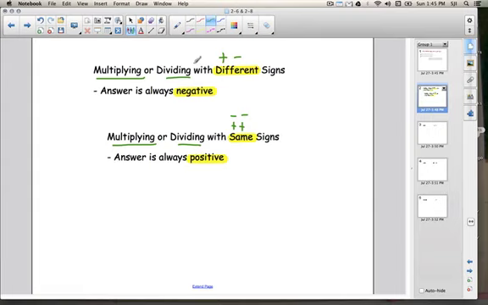So again, when you multiply or divide numbers that have different signs, so one's going to be positive and one's going to be negative, you get a negative answer. And when the signs are the same, like they're both positive or they're both negative, you're going to get a positive answer. So let's see if we can apply these two rules to some examples.